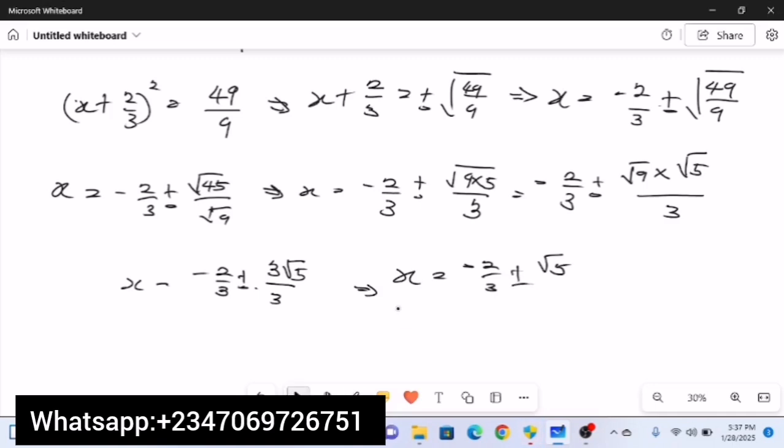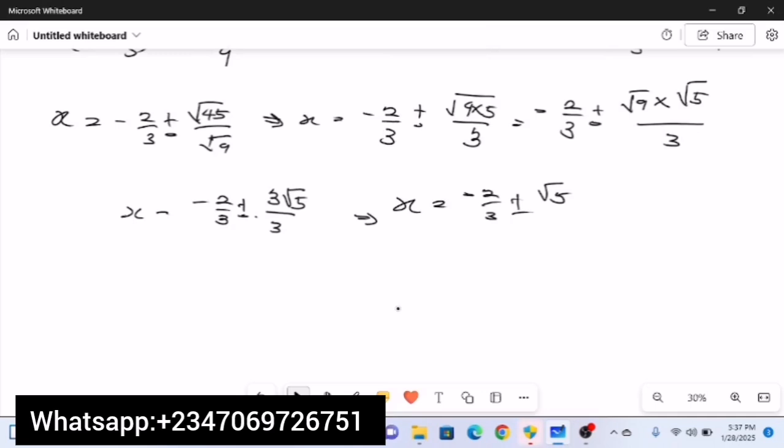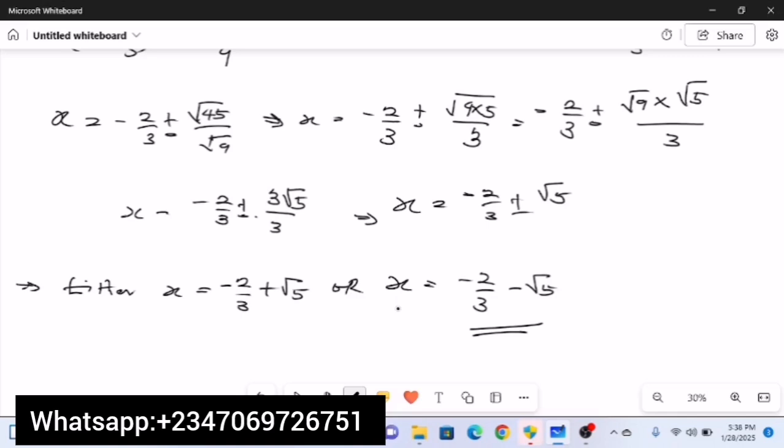Plus or minus root 5. So this means that since I have plus or minus, I have two values for x. The first lies on the positive side and the next lies on the negative side. So this simply implies that either x is equal to negative 2 over 3, let's pick the first sign, plus root 5, or x is equal to negative 2 all over 3 minus root 5.